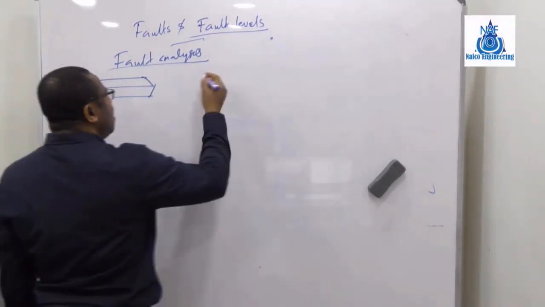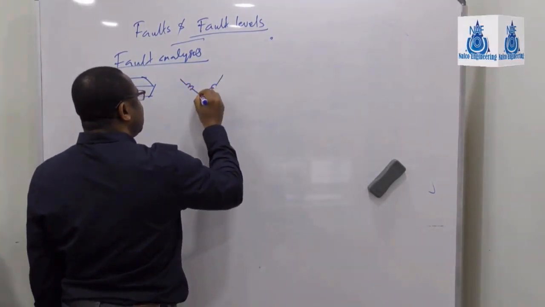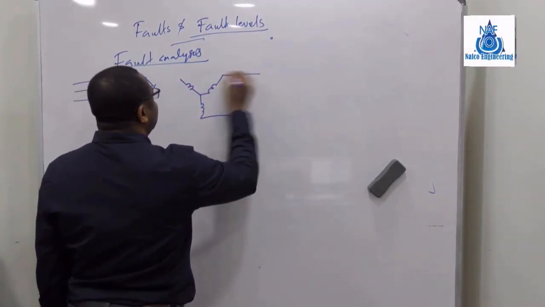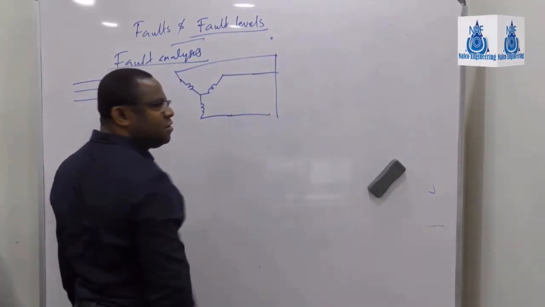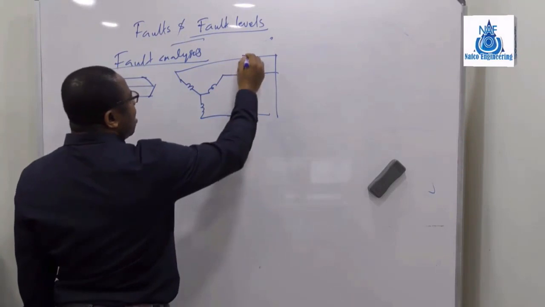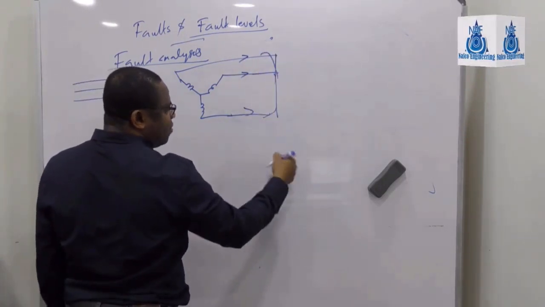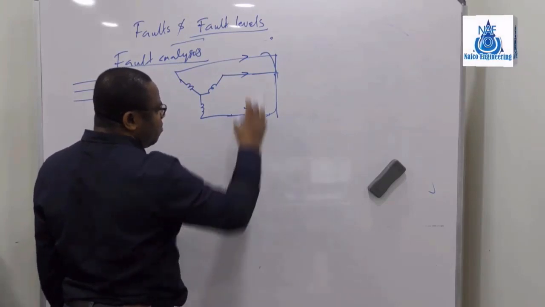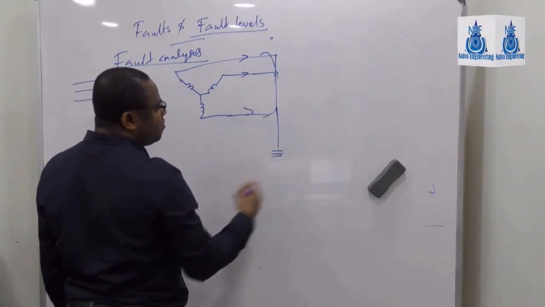So remember what I'm saying. Let's assume that I have phase A, phase B, phase C, and you short this. The same current that flows through here will add up. If you go to the ground, then all this is a symmetrical fault. Even if it's grounded, it's also a symmetrical fault.